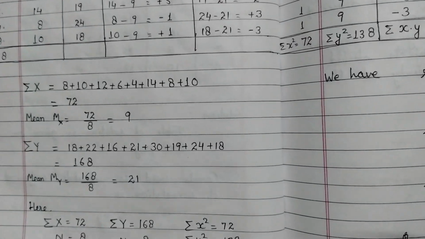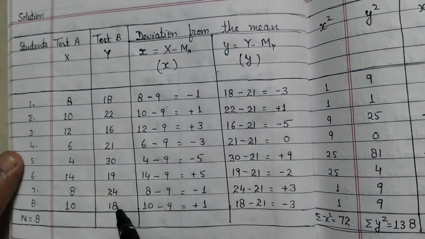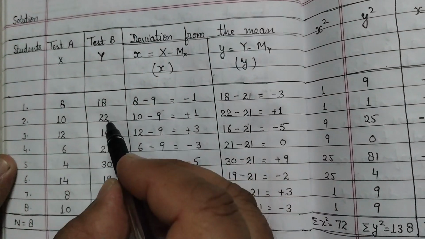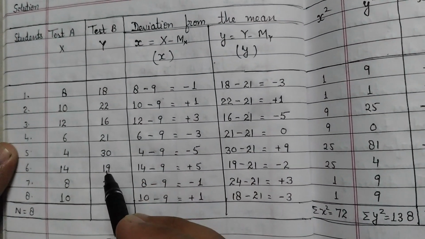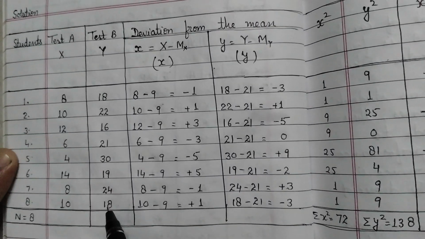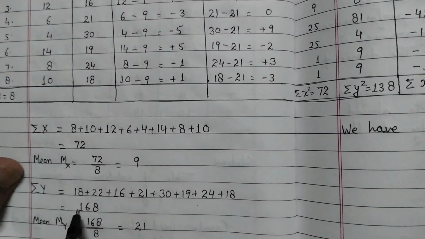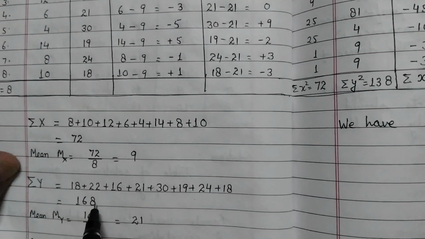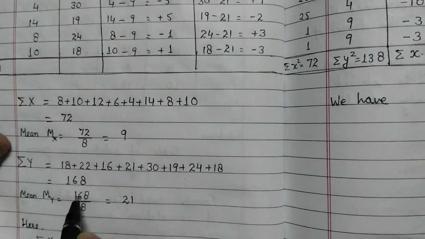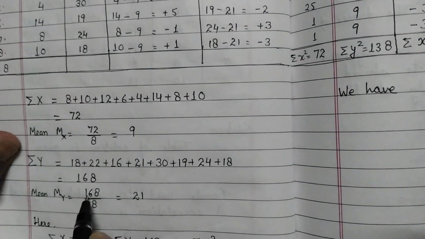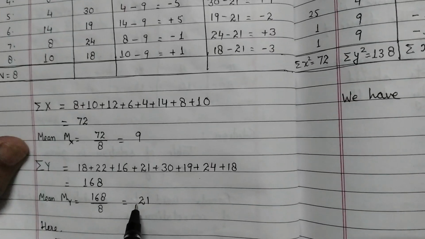Similarly, summation y. How is summation y to be calculated? Sum up all these y values: 18 plus 22 plus 16 plus 21 plus 30 plus 19 plus 24 plus 18. So here summation y is found to be 168. Now mean my is equal to 168 divided by 8. 8 2s are 16 and 8 1s are 8. So 168 by 8 is equal to 21.